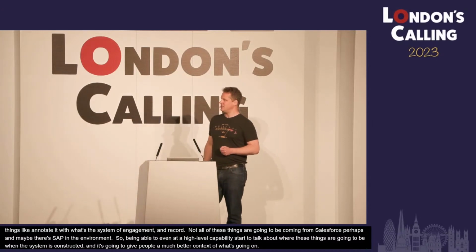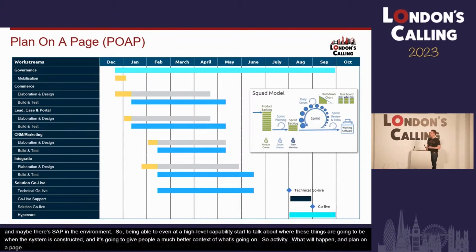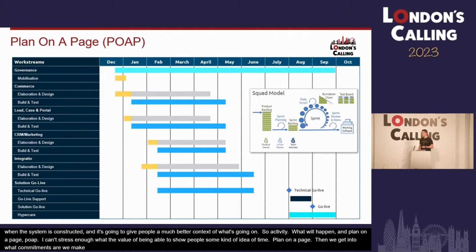So, activity. What's going to happen? When might it happen? POAP, plan on a page. I can't stress enough the value of being able to show people some idea of time. This is where we get into what commitments we are making. But if you can give people a timeline for what's going to happen and when, they find it really reassuring.